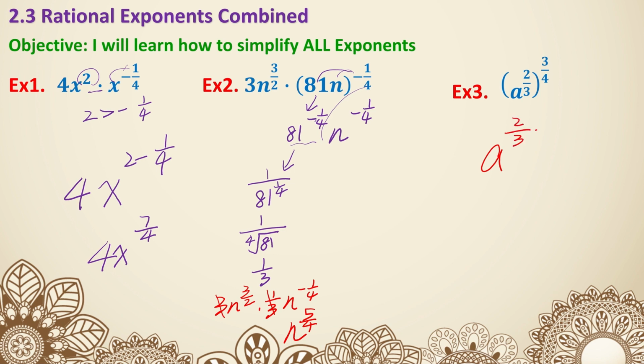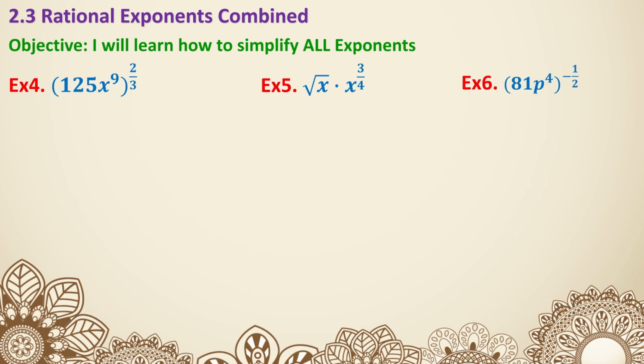2/3 times 3/4. You can choose to multiply the top and the bottom and then simplify the fraction, or you can choose to cross cancel. So 3 and the 2/4 simplifies to be a 1 and 2. So final answer, 8 to the 1/2 power. That is example 3. Moving on, example 4.